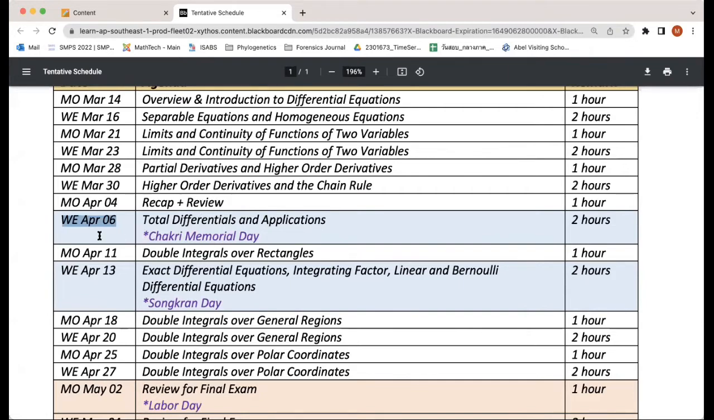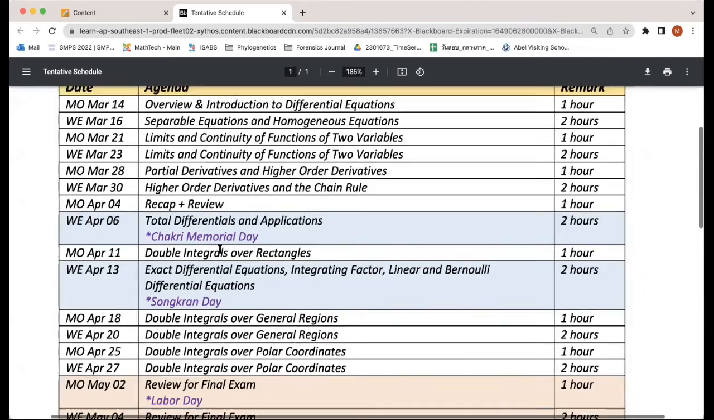So today is going to be only an hour that we're going to meet this week. And then we're going to meet next week, April 11, for double integrals. So we're going to start integration next week, okay? All right, so that is the plan.